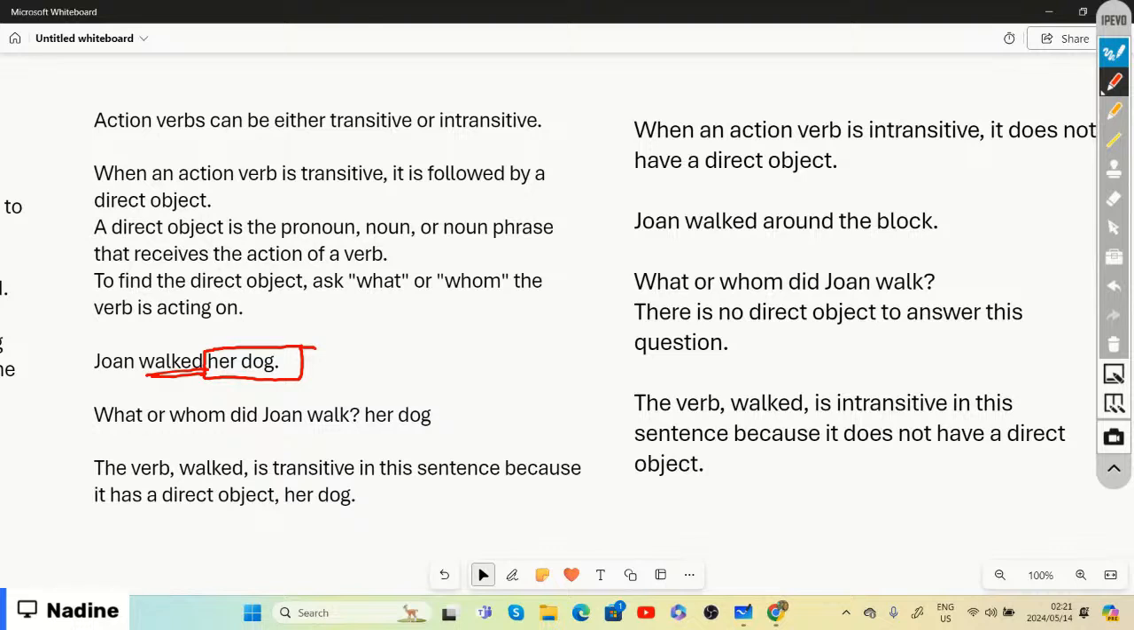For example, Joan walked around the block. So we said walked is an intransitive verb, but it doesn't have a direct object. It doesn't tell us whom or what the verb is acting on. So there's no direct object to answer the question what or the question whom.